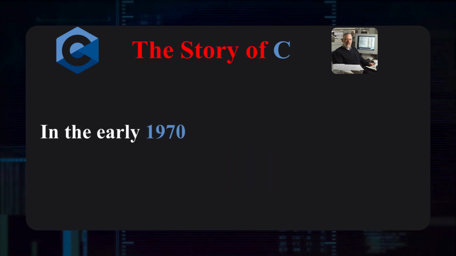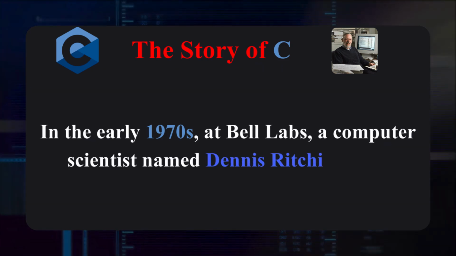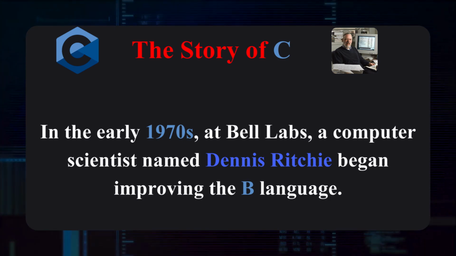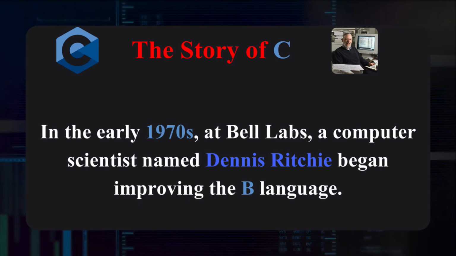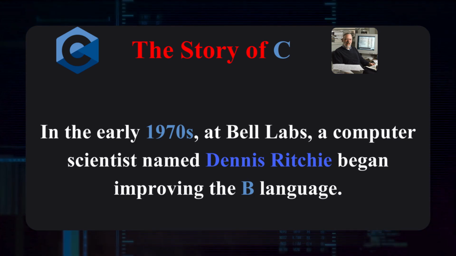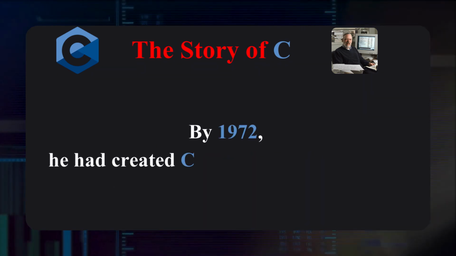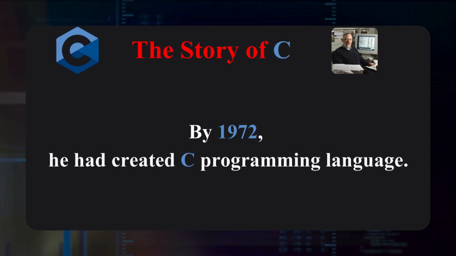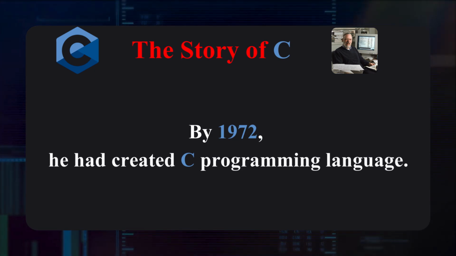In the early 1970s, at Bell Labs, a computer scientist named Dennis Ritchie began improving the B language to create a language that was powerful like assembly, portable across machines, easier to write and understand, and suitable for system programming. By 1972, he had created the C programming language. C introduced data types, structured programming, functions, pointers, and direct memory access. It was efficient, fast, and flexible.